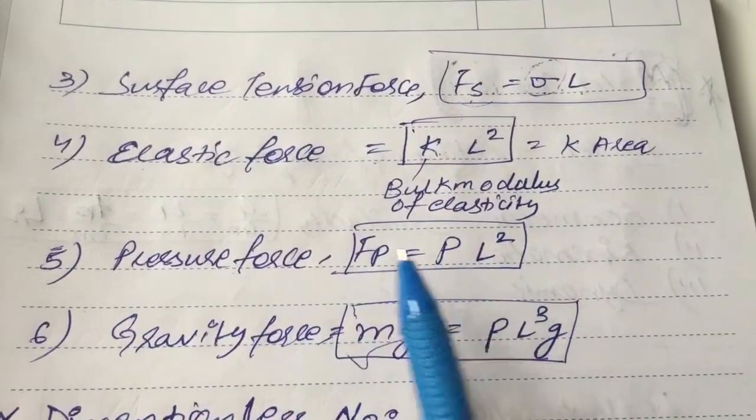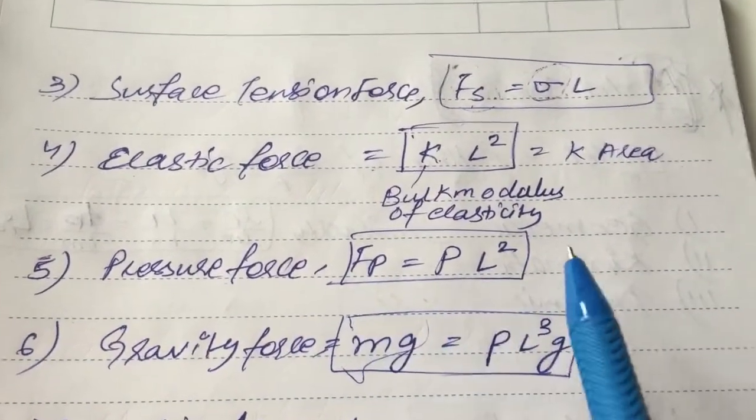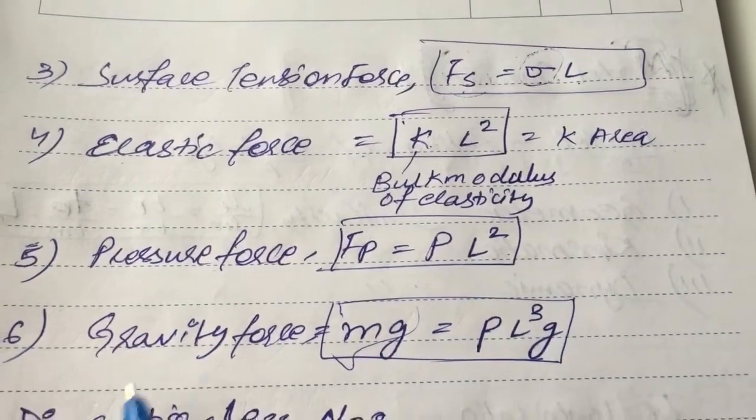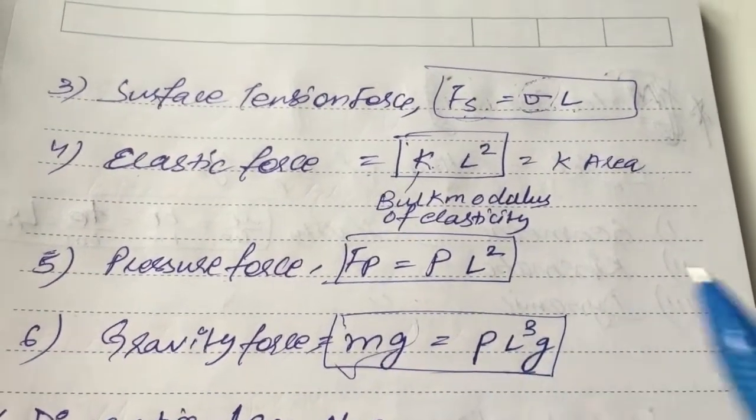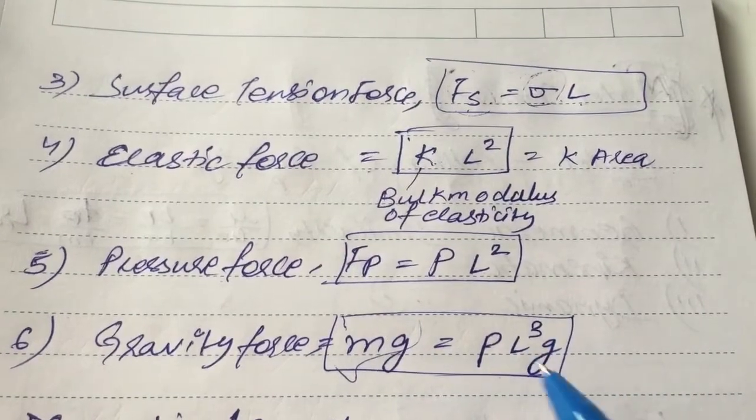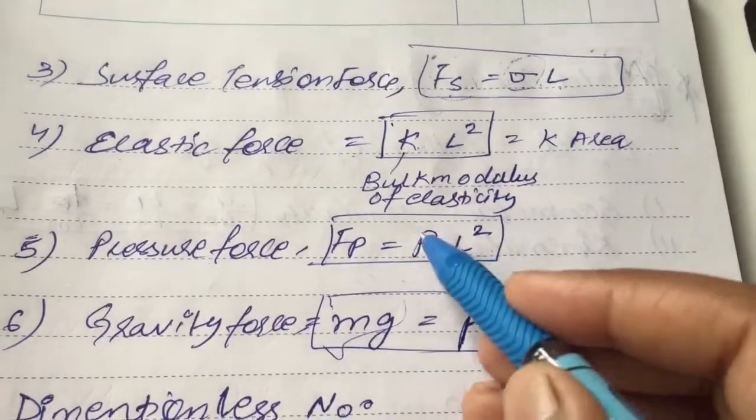Then we have pressure force, FP. It is pressure into length square. Gravity force, mg, which is rho L cube g. This is rho, this is pressure.